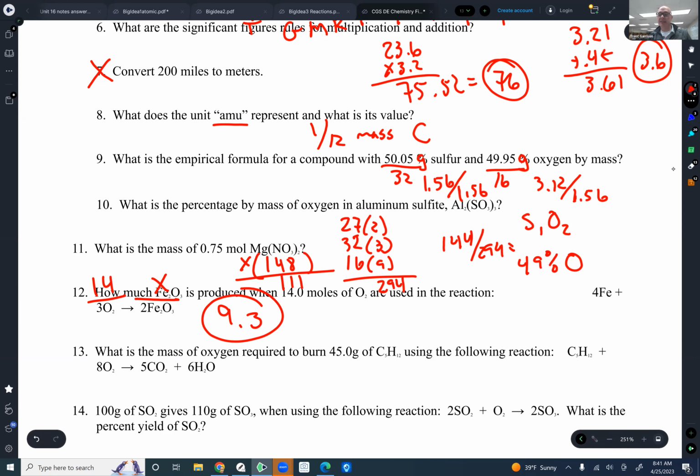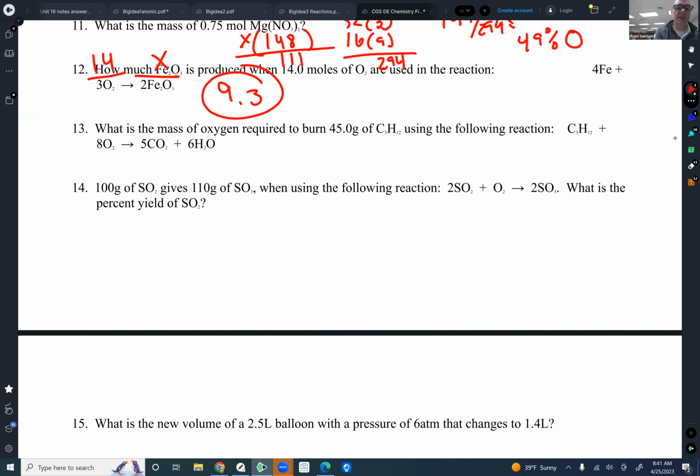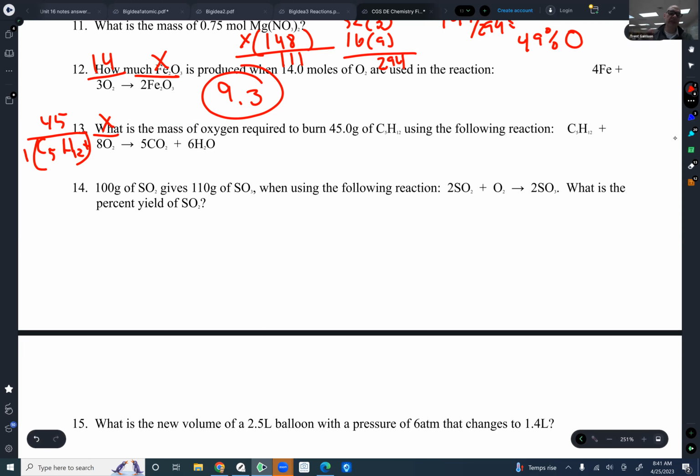What is the mass that is going to be in this stoichiometry problem? Again, 45 grams of this material here. It's out on the far left of the problem. So I'm going to rewrite it over here. So I've got 45 grams of this. And what is the mass of oxygen that is needed for this? So in these, there is an unwritten coefficient of 1 over here. I've got 5 carbons, 5 times 12, plus 12 more for the hydrogen. So I got 45 divided by 72 times 8 times 32.